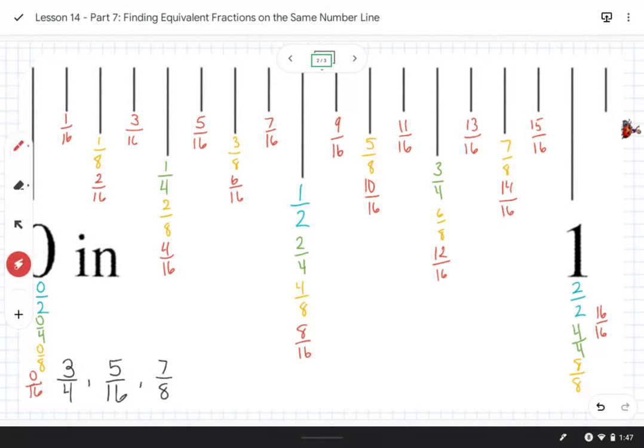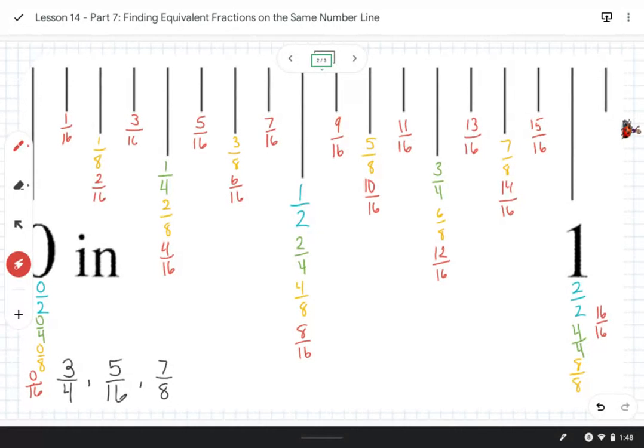And look at all the equivalent fractions. 1/8 is equal to 2/16. 1/4, 2/8, and 4/16 are all the same amount. They take the same place in the number line. 1/2 is equal to 2/4, 4/8, and 8/16. 5/8 and 10/16 are equivalent. Look at them all. Now, we're not going to stop here. We have put equivalent fractions labeled correctly on a number line.